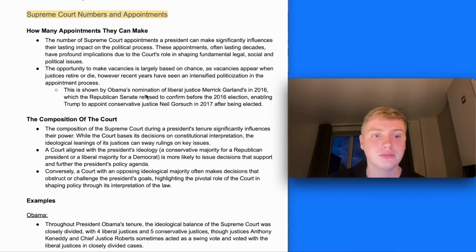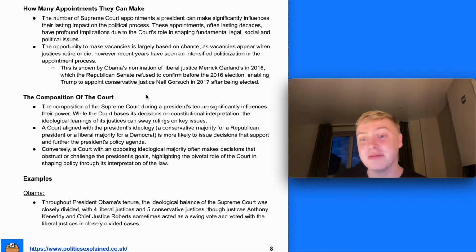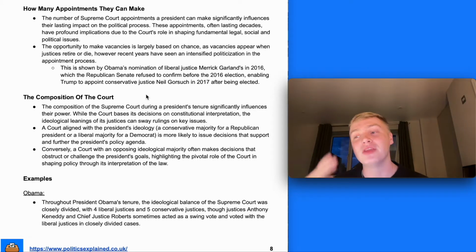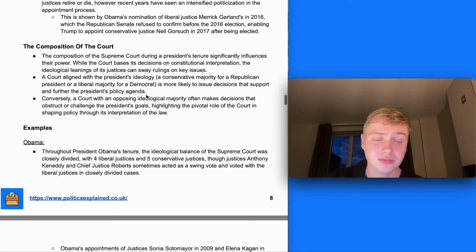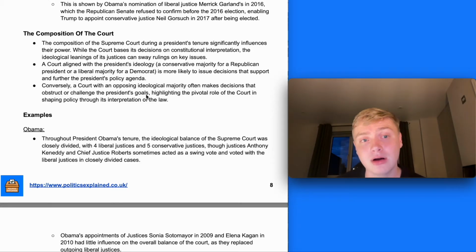In terms of the composition of the court, that's first how many appointments they can make and influence their power, because if they happen to get a lot of vacancies when they're president, they can have a long-term impact on the court, but that's very much based on luck. But in terms of the composition of the court, the composition of the court during a president's tenure can influence their power. So whilst the court bases its decisions on constitutional interpretation, not on political interpretation at all, the ideological leanings of the justices can sway rulings on key issues.